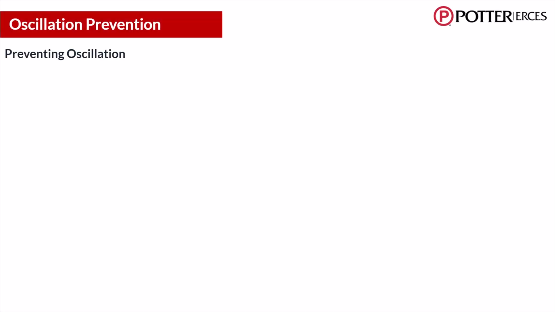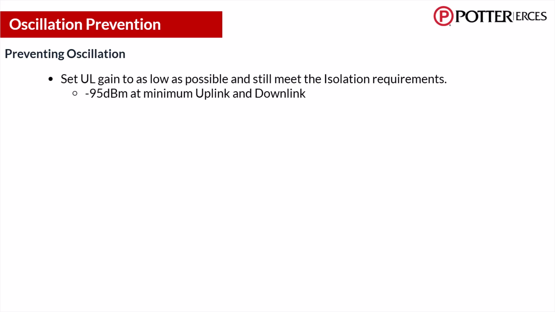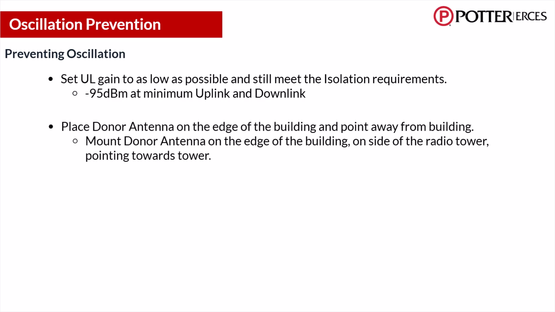Some steps can be taken to prevent oscillation. Set UL gain on the BDA to as low as possible and still meet the isolation requirements. Place the donor antenna on the edge of the building and point it away from the building so it doesn't see the inside antennas.